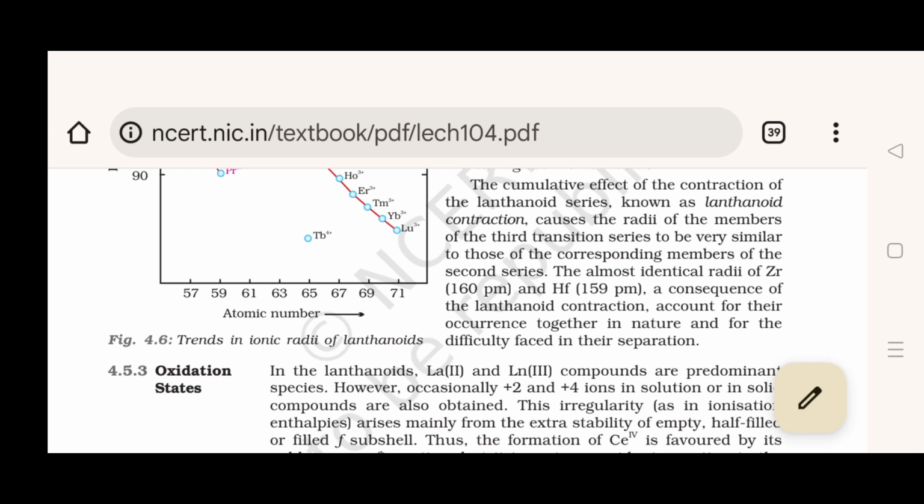The cumulative effect of the contraction of the lanthanoid series, known as lanthanoid contraction, causes the radii of the members of the third transition series to be very similar to those of the corresponding members of the second series. The almost identical radii of zirconium, 160 picometer, and hafnium, 159 picometer, a consequence of the lanthanoid contraction, account for their occurrence together in nature and for the difficulty faced in their separation.